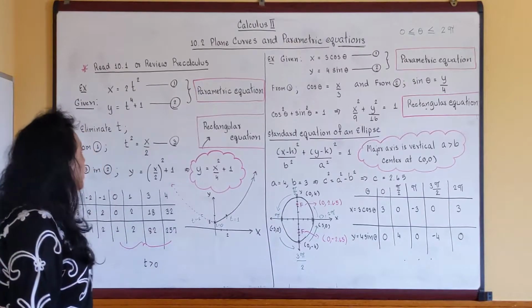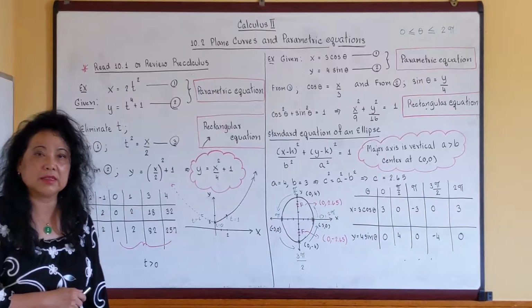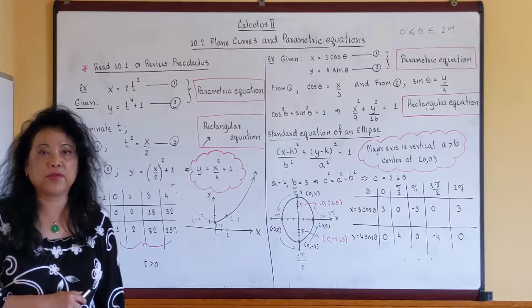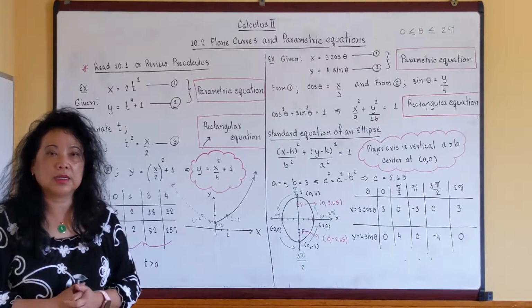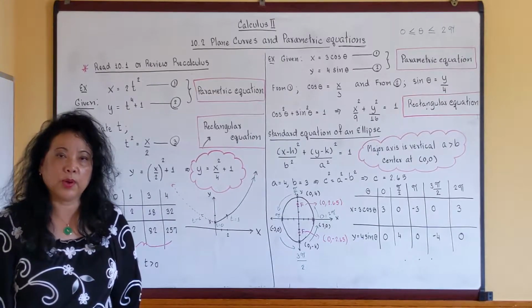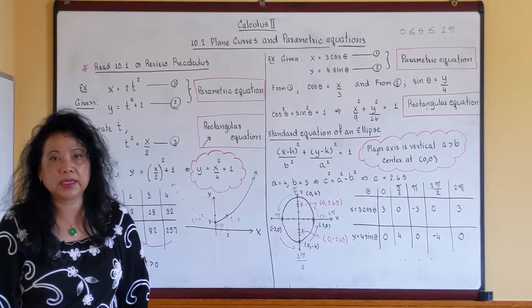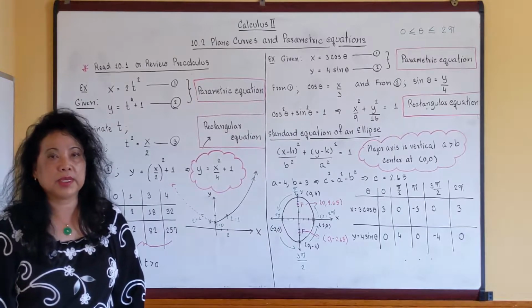10, all right? 10.1 is a review of pre-calculus. It's about the standard form of a parabola, open up, open down, and the standard equation forms of a circle, ellipse, and hyperbola. Please spend some time reading that section if you don't remember. We did cover everything in pre-cal.